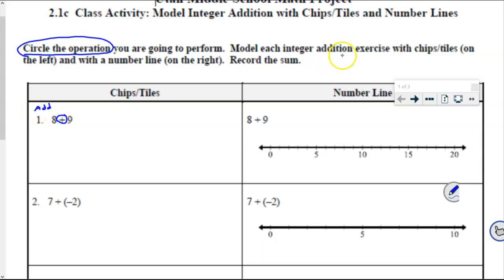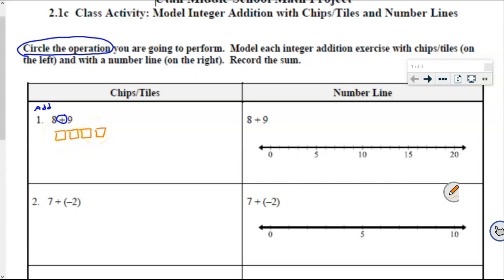Then it says model each integer addition exercise with chips tiles on the left and a number line on the right. Let's do that. We have done this before. It says 8. That's a positive number, so I'm going to represent 8 with positive counters. Let's go ahead and draw those. 1, 2, 3, 4, 5, 6, 7, 8.